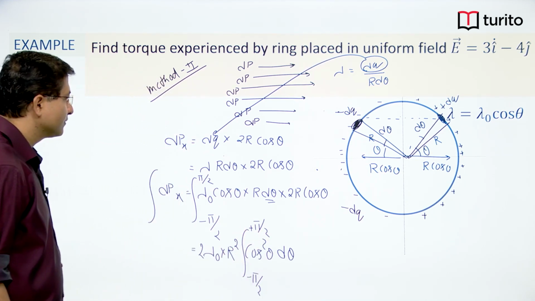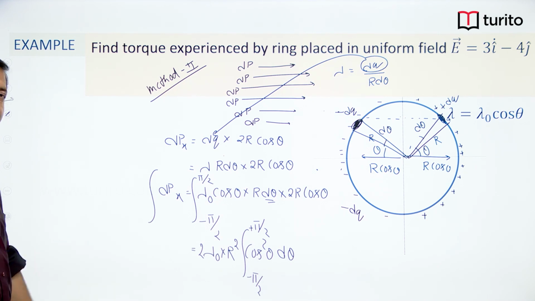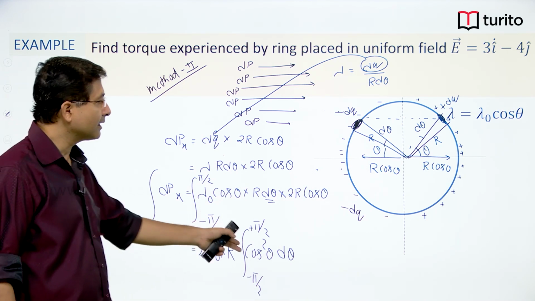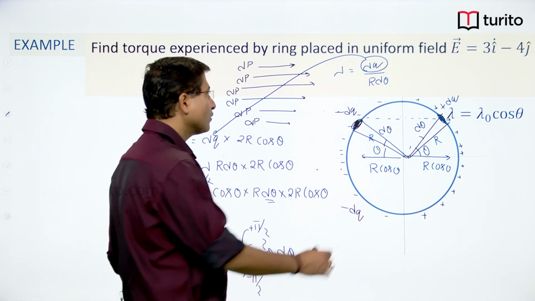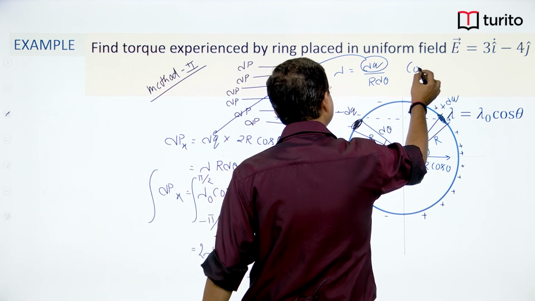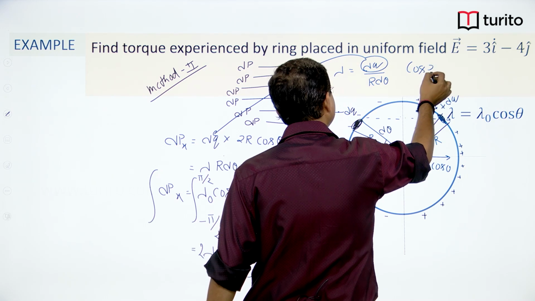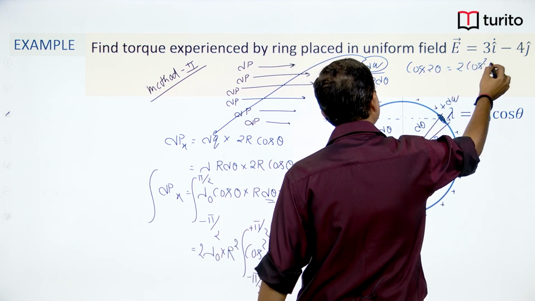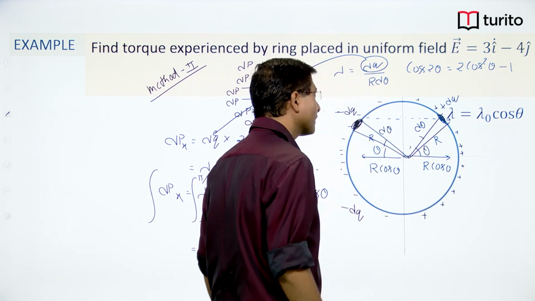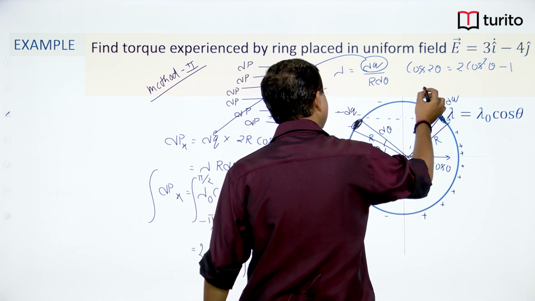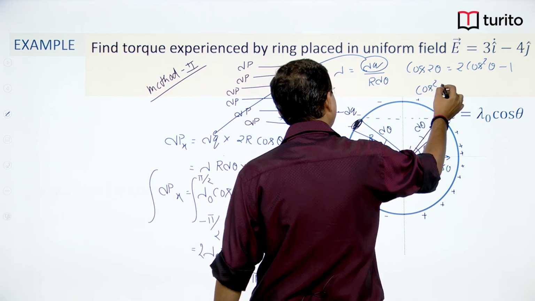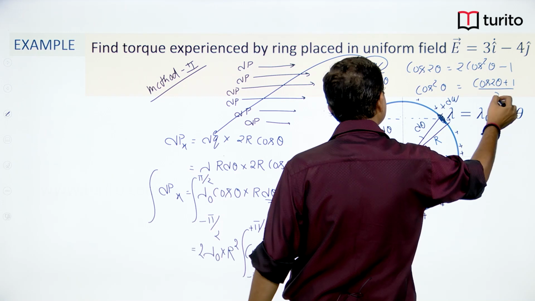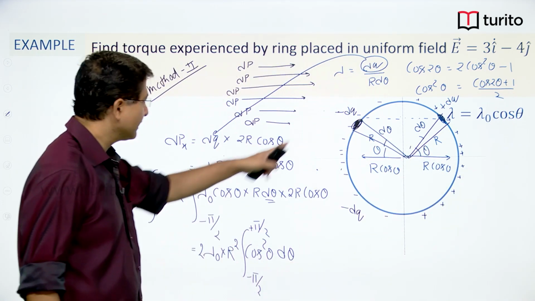Cos square theta, that we can break into a linear function, and then I can integrate. So I know that cos 2 theta is 2 cos square theta minus 1. So when I get this from this side, then I will get cos square theta as cos 2 theta plus 1 by 2, that I can write here.